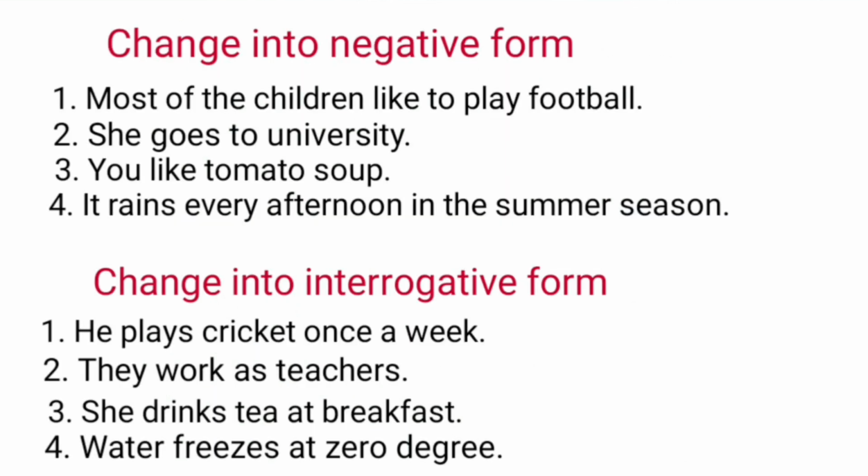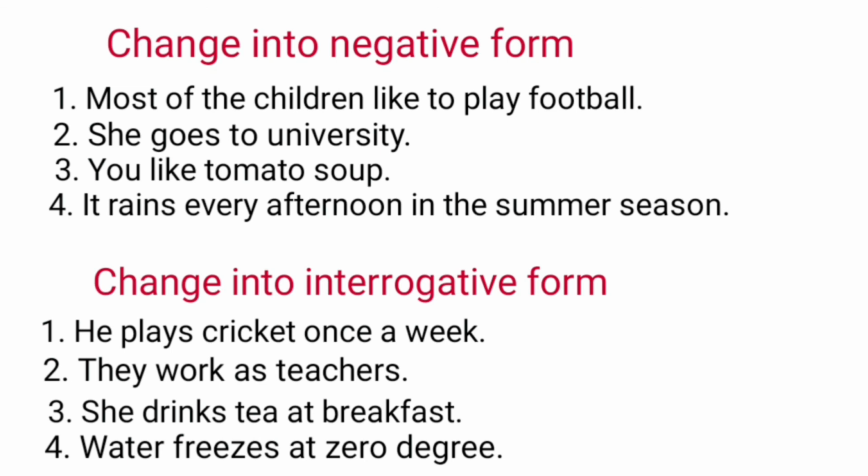Next exercise. Here, you have to change the forms of the sentences. First, change into negative form. Number 3. You like tomato soup. Here, we will add do not to the sentence and the negative form is you do not like tomato soup.